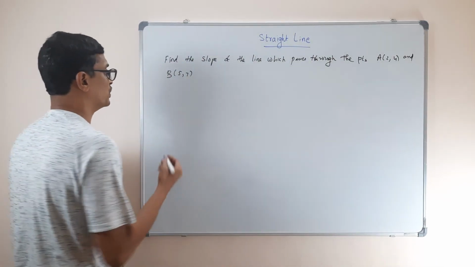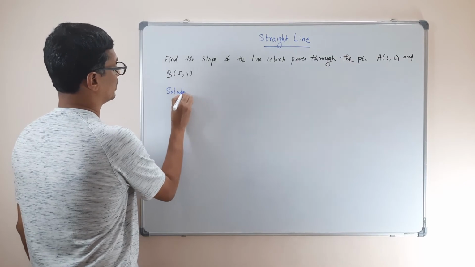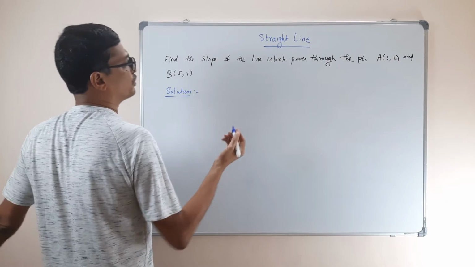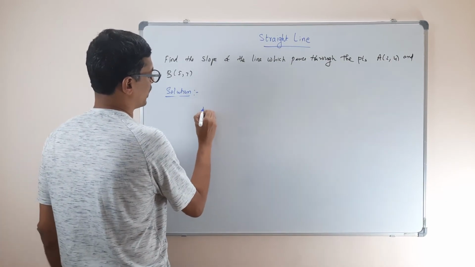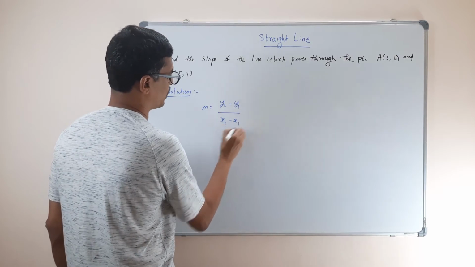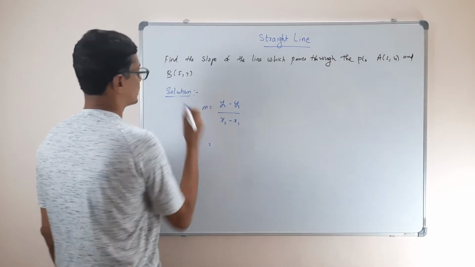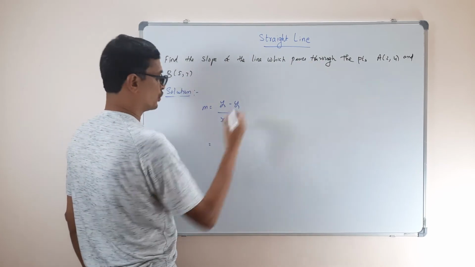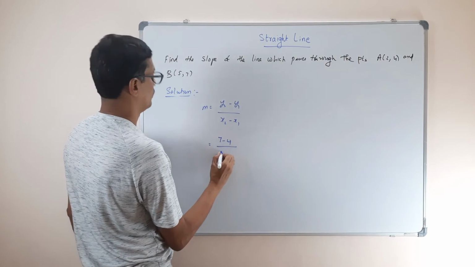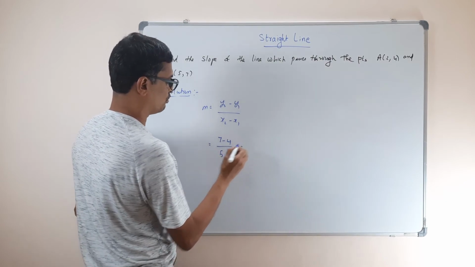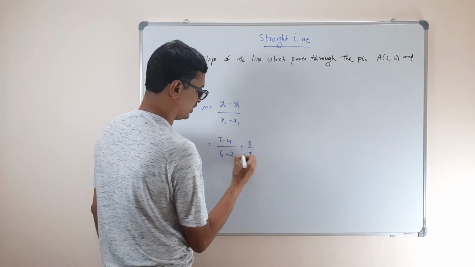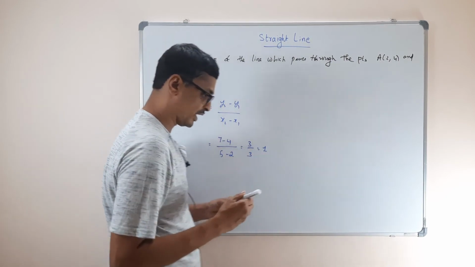Yes, that's right. Solution. This is very simple, right? They give two points, and you know the formula for slope: m equals y2 minus y1 divided by x2 minus x1. Let us take this as x2, y2. So y2 is 7, so this is 7 minus 4 divided by 5 minus 2. 7 minus 4 is 3, 5 minus 2 is 3. That equals 1. The slope of the line is 1.